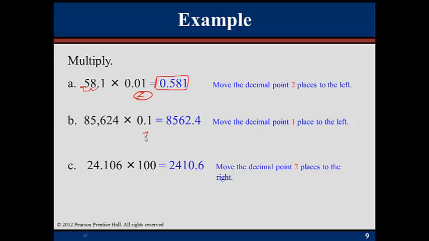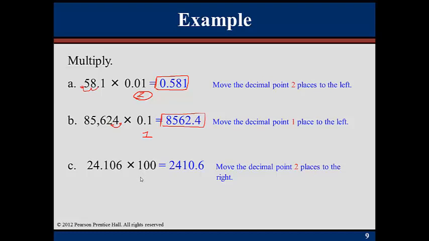There's 1 decimal place in 0.1. So you move your decimal 1 place to the left. Now, if you do not see the decimal, it is at the end of your whole number. So there's our decimal. We're going to move it 1 place to the left. And now we have 8,562.4.